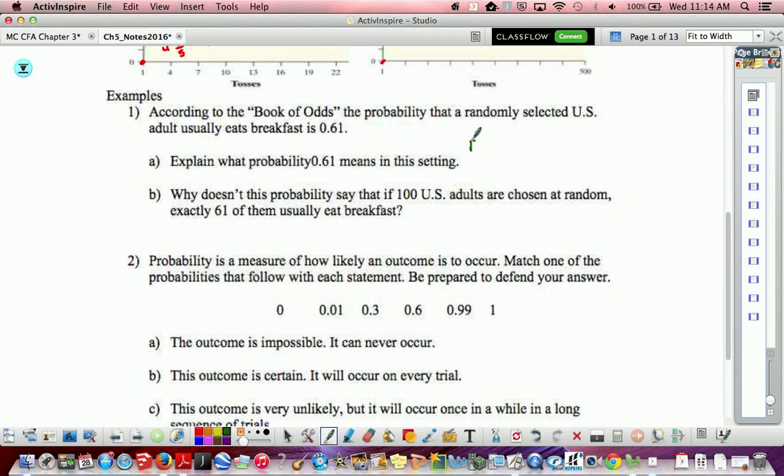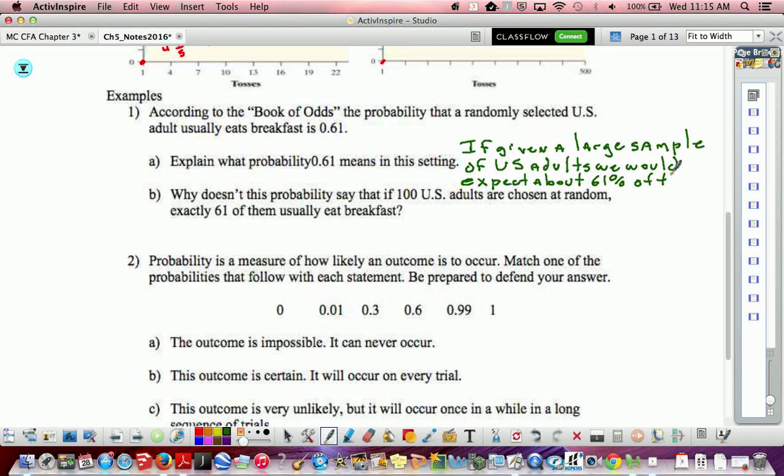Well, if given a large sample of U.S. adults, we would expect about 61% of them to eat breakfast.